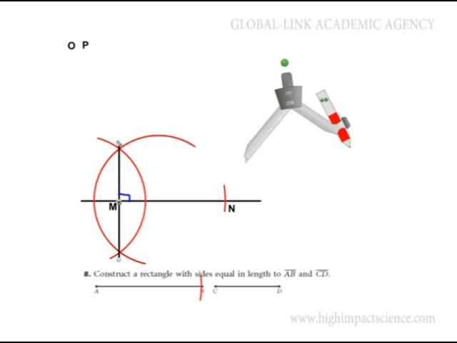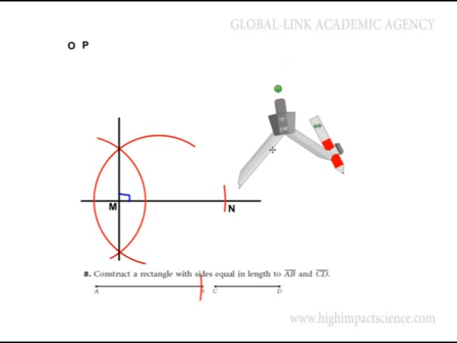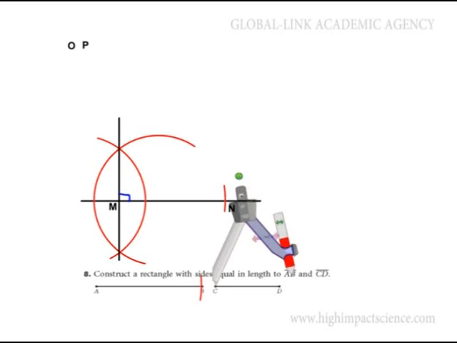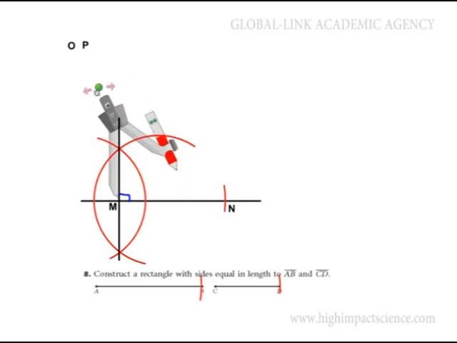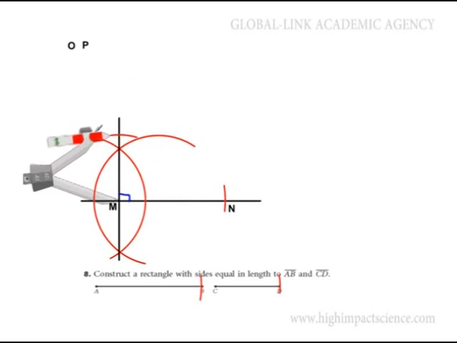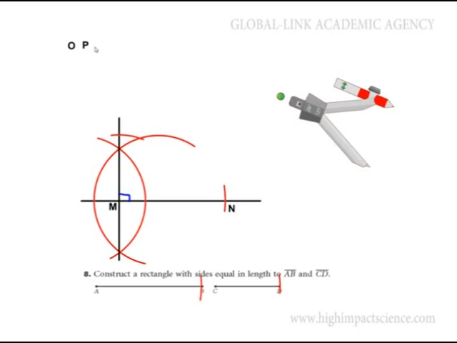Let me extend this just in case. Then I'll measure CD. Take the length up here. This is point P. So now O is somewhere here. Again, PO is equal to MN. And again, PM equals NO. So I don't need to construct a perpendicular.